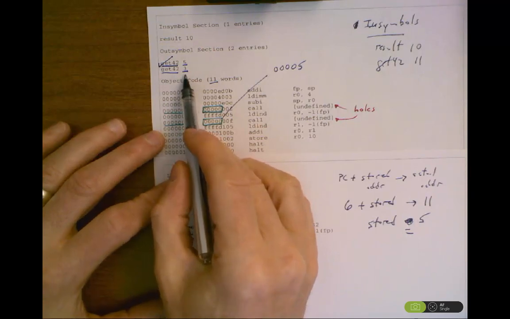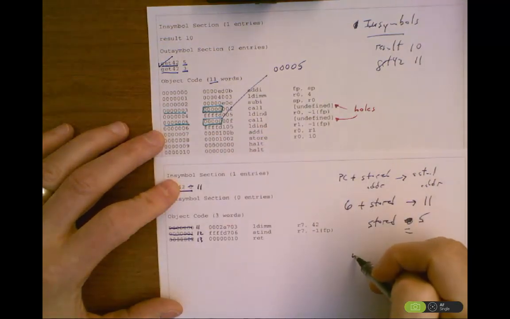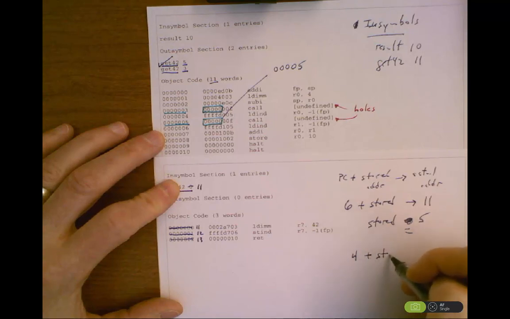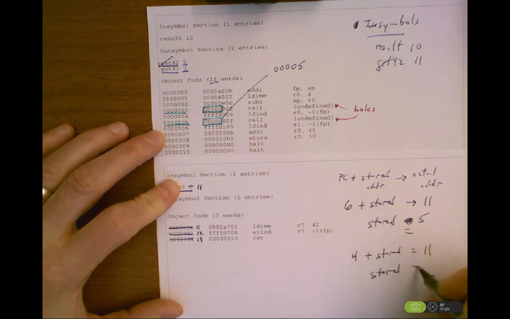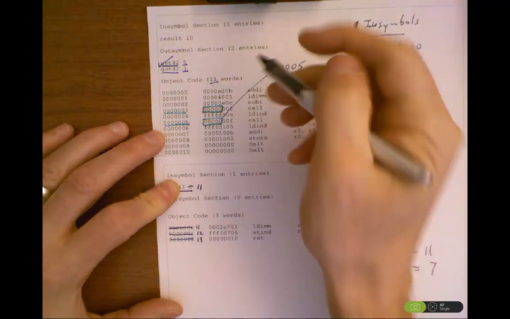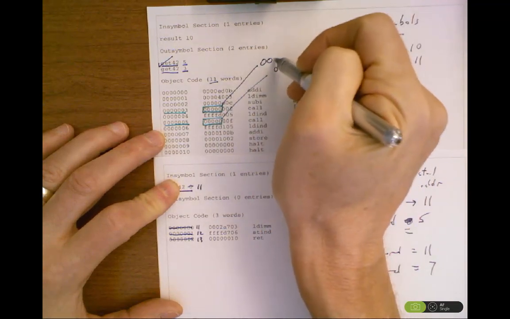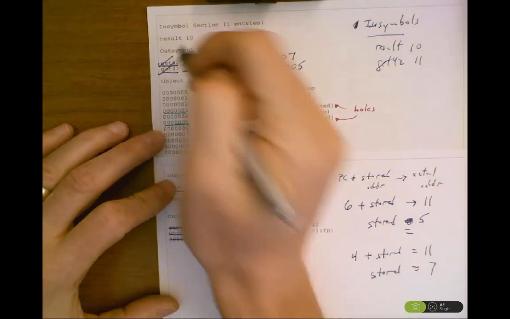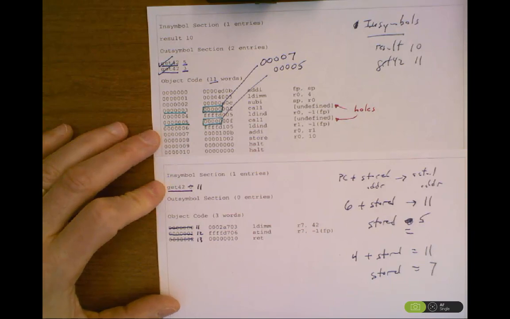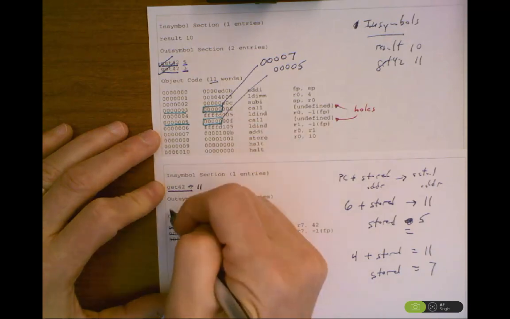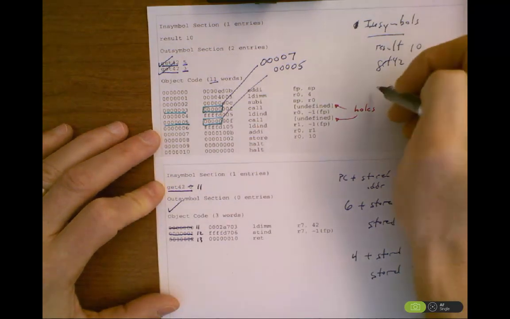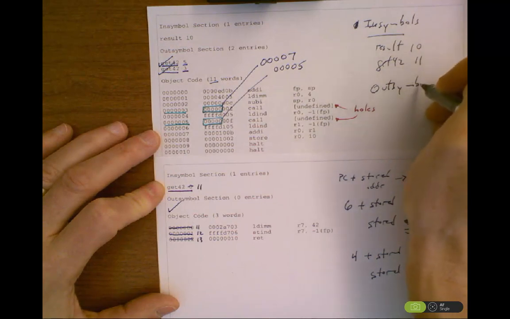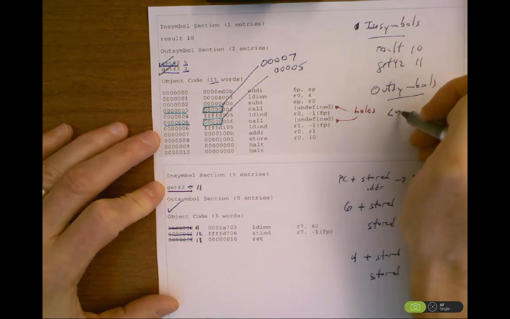We do the same thing for get42 at address 3. Now the PC at runtime is going to be 4, and we're going to need to add to that, obviously, the stored is equal to 7, right? So this hole would be filled in with 00007. Okay, and that would take care of the second out symbol record. And that's it for the first file. Then we go look at the out symbols for the second file, but there are none, so there's nothing to do there. So in the result then, what are the out symbols? It's empty, right? The out symbol section would be empty. There are none.